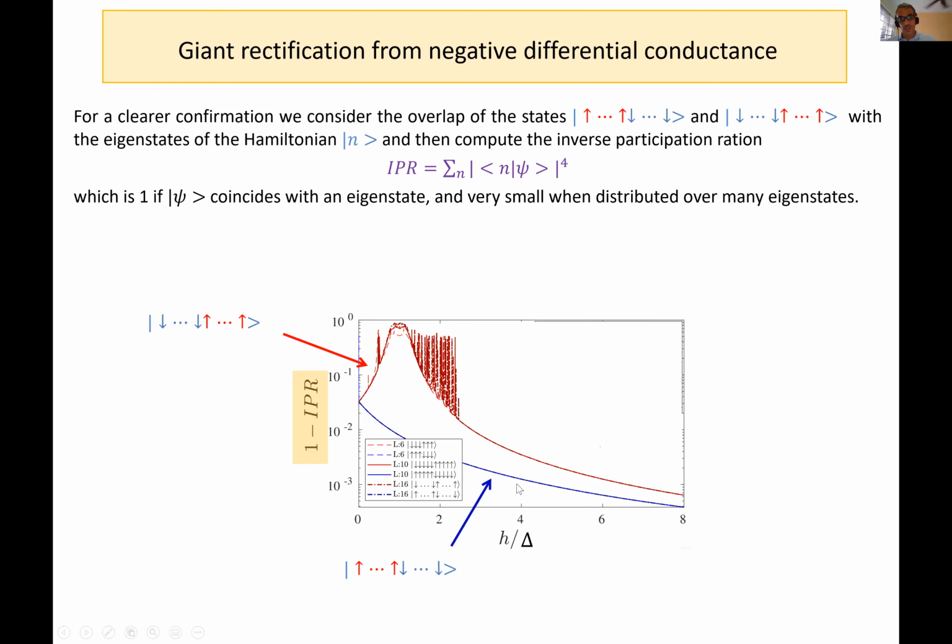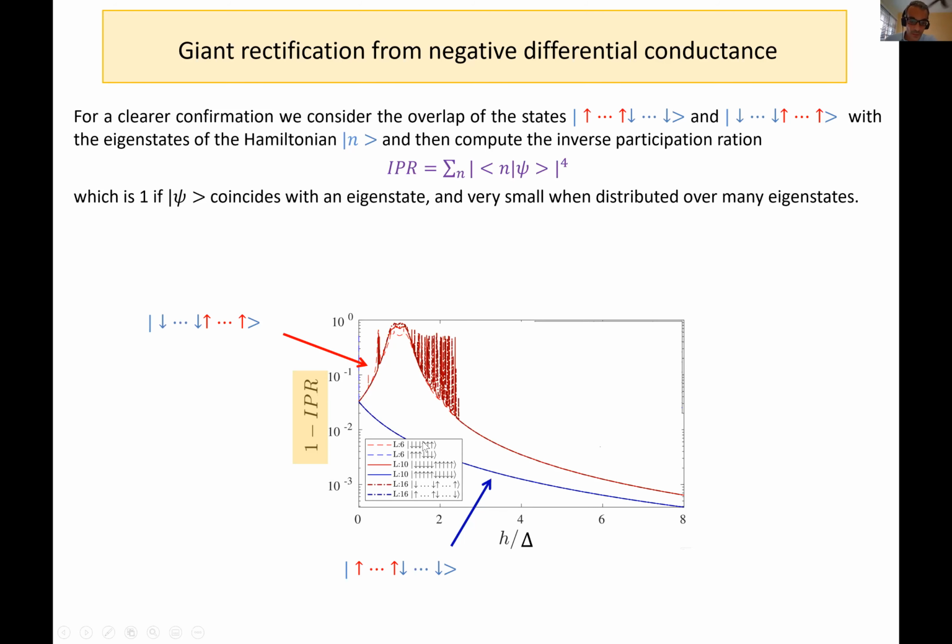And this is what we observe. For the state with half of the chain up and half of the chain down, as you increase h, there is a very large IPR, meaning it's basically becoming an eigenstate of the Hamiltonian. So it's a state that satisfies both the dissipators and the eigenstate condition of the Hamiltonian. It is as close as possible to this, so it's a very good approximation of the steady state of the system, and it's a state that has no current.